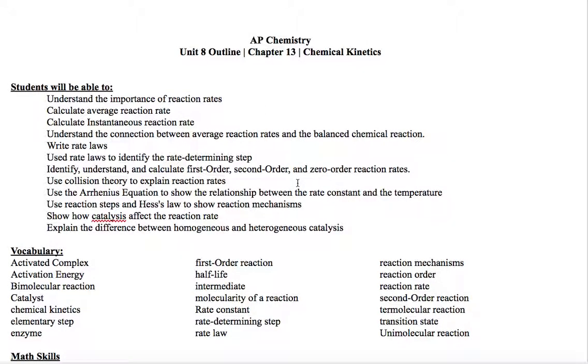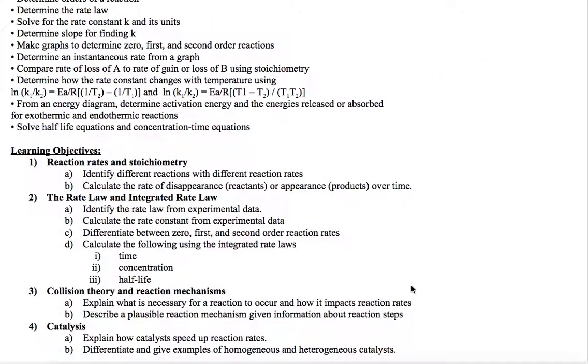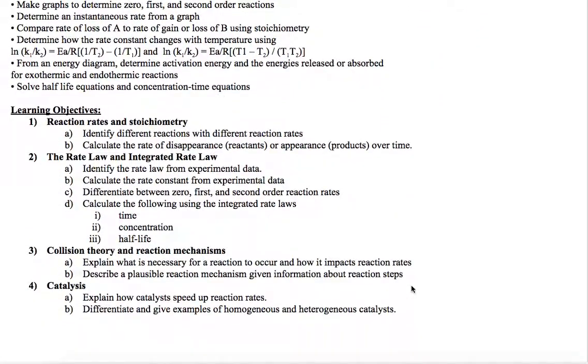All right, AP Chemistry folks, this is going to be our Unit 8 work for Chapter 13, Chemical Kinetics. So we have the 4 different learning objectives here. The bulk of it comes from that second learning objective, the rate law and integrated rate law. Now, as I go through this, there's going to be a lot of repeats of practice, the same concept over and over again. And so I'm probably not going to go over every single question here.